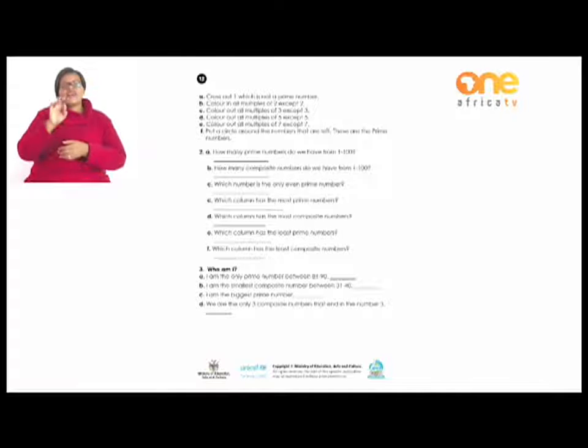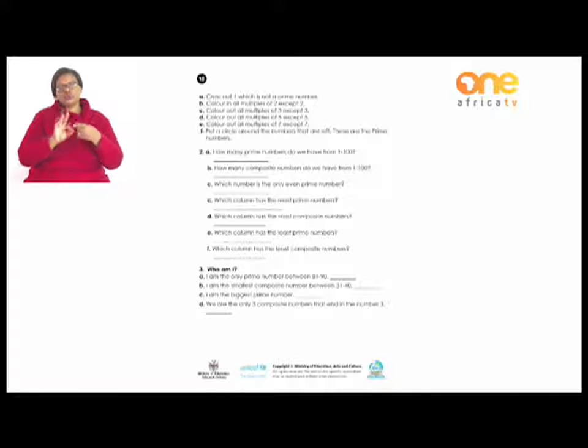Now, once you are done, at least up to E, you're going to notice certain things. You will notice that some numbers are colored and some numbers are not colored. So what does that mean? All the numbers that are not colored, they are your prime numbers. Okay? And if we look at question F, it says, put a circle around the numbers that are left. In other words, those numbers that are not colored, put a circle around them. In other words, encircle them because they will be your prime numbers. Now, if those numbers that you are encircling right now are your prime numbers, then obviously it means the rest of the numbers will be composite numbers.